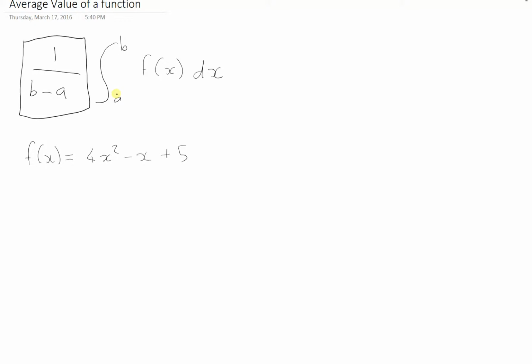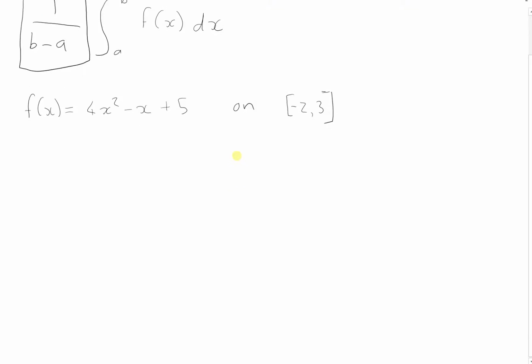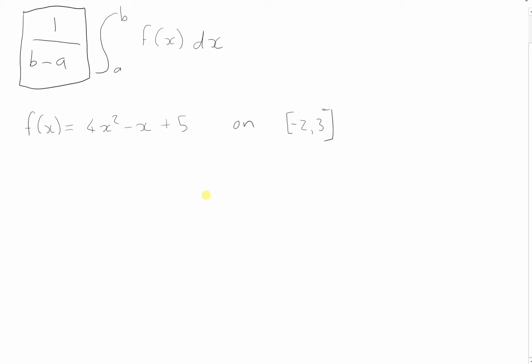Let's do a problem. So they're giving us this problem over here, and what they're asking us is to do it on the interval of -2 and 3. Okay. So let's do it. First I'm going to set up my integral, and they said my integral has to go from -2 to 3, and basically it's 4x squared minus x plus 5 dx.